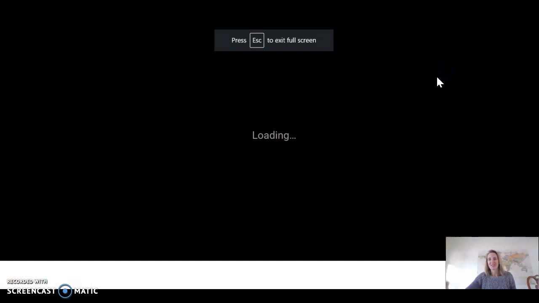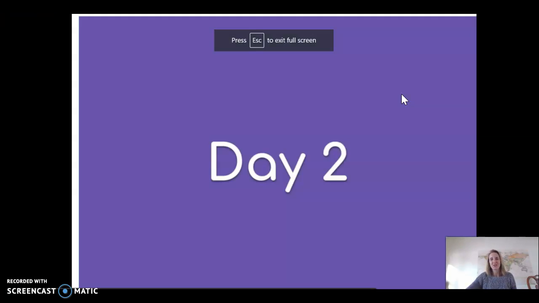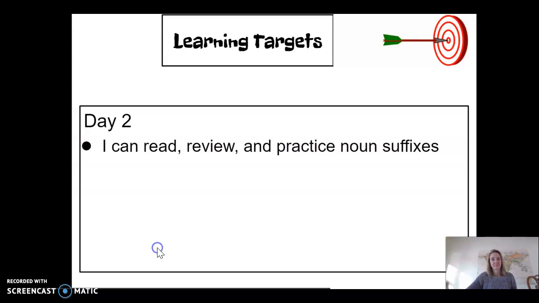Hello, fifth graders. Moving on to day 2. Our learning target for today is I can read, review, and practice noun suffixes.